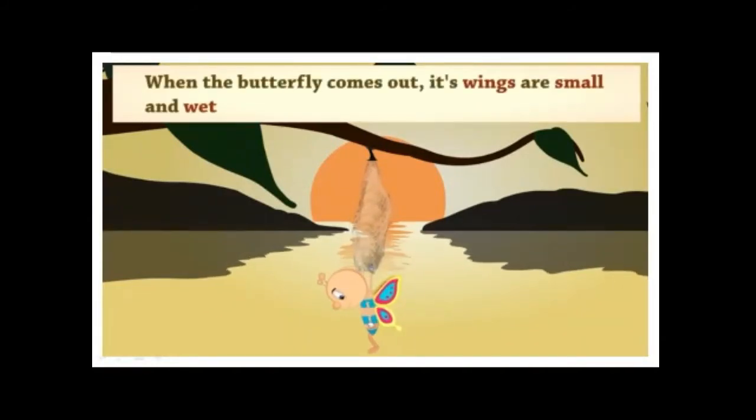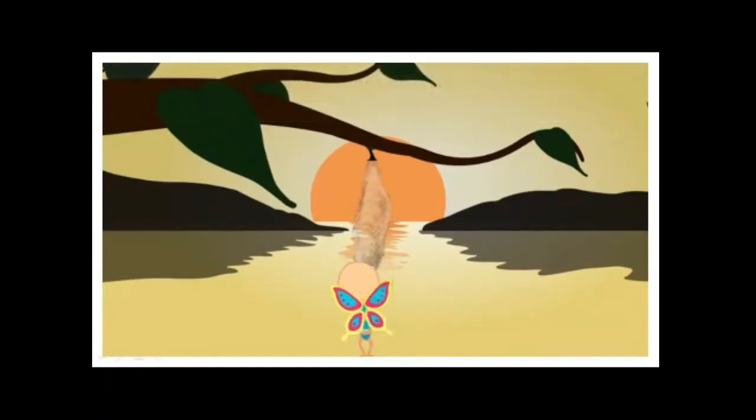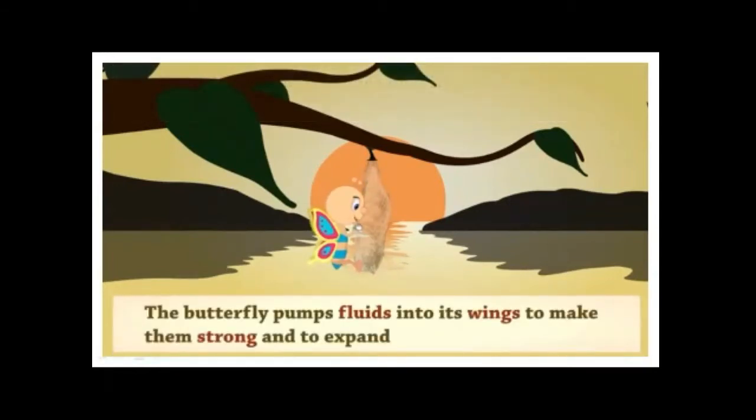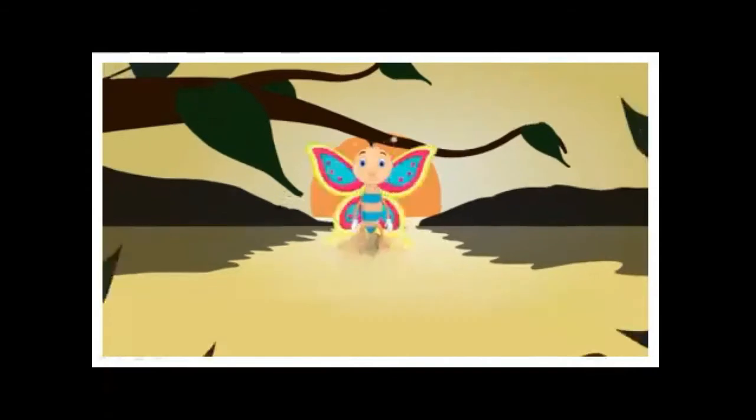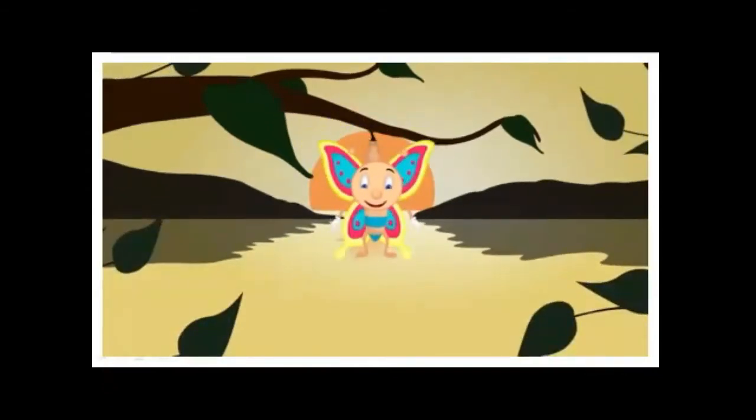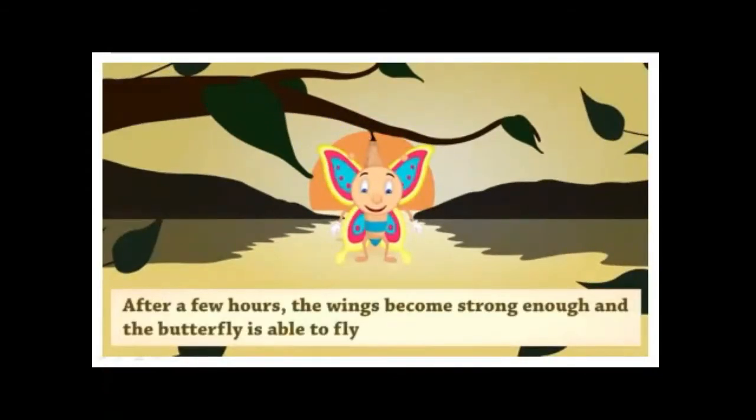When the butterfly comes out, its wings are small and wet. The butterfly pumps fluids into its wings to make them strong and to expand. After a few hours, the wings become strong enough and the butterfly is able to fly.